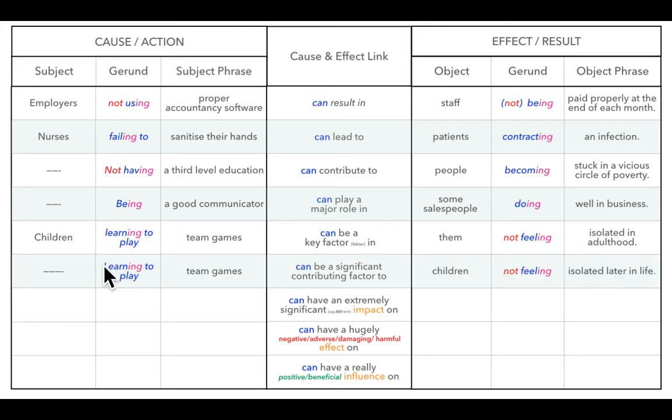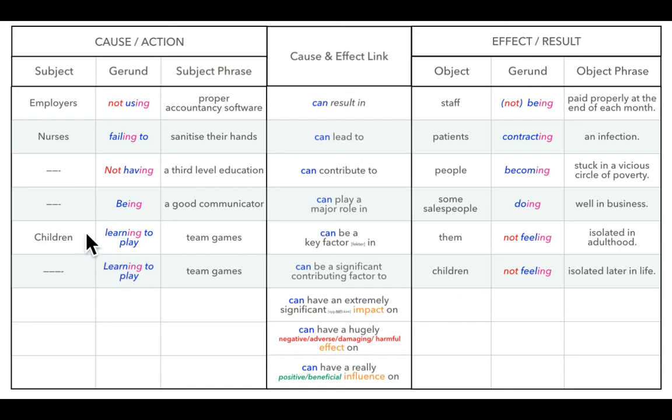Now, here I've done the same sentence but in a different way, just to show you that it's flexible. You don't always have to put the children here if you don't want to. If you say, I prefer to start with the verb ing, then that's no problem. So learning to play team games. So here you can see this gerund could be 2 verbs together, learning and play, with 2 in the middle. Okay, so learning to play team games can be a significant contributing factor to children not feeling isolated later in life.